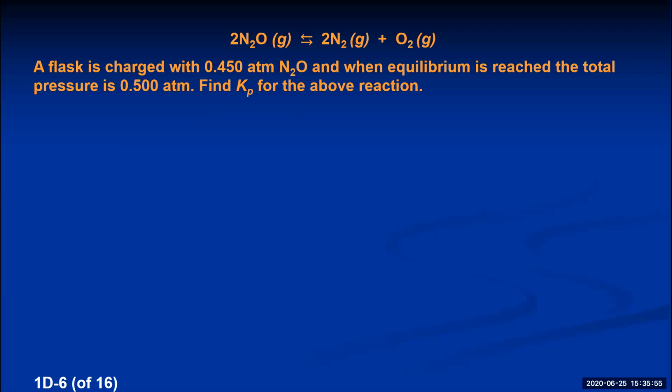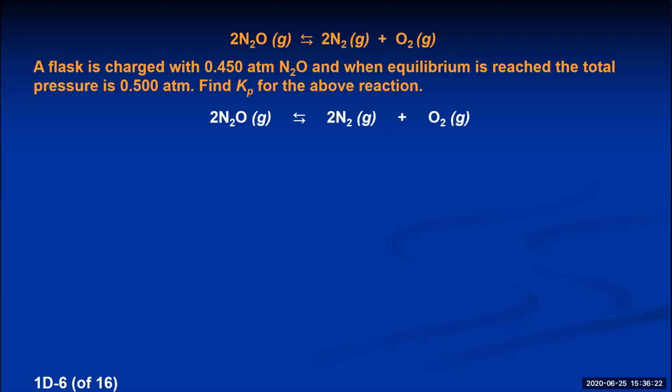2N2O gas is in equilibrium with 2N2 gas plus O2 gas. A flask is charged with 0.450 atmospheres of N2O, and when equilibrium is reached, the total pressure in the container is 0.500 atmospheres. Find Kp for the above reaction. If you want to take a moment and pause this and try to do the problem, go ahead and do it, and then we'll go through the answer.